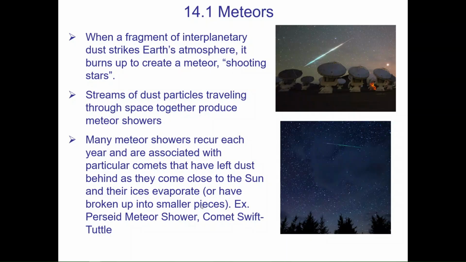So as long as Earth goes into that space, some of the dust will be captured by Earth's gravity and therefore will fall into Earth's atmosphere and create a meteor. One example of a meteor shower is the Perseid meteor shower. And this meteor shower is associated with comet Swift-Tuttle.